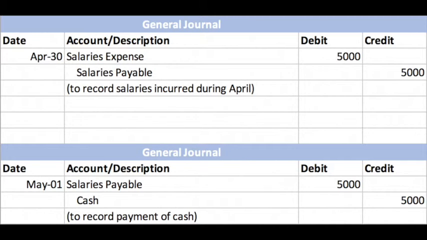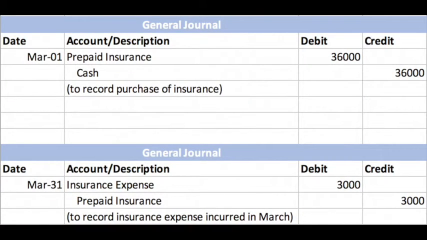credit cash $5,000. Third expense example is if a company purchases a 12-month general liability insurance policy on March 1st for $36,000. They would make the journal entry to debit prepaid insurance for $36,000 and credit cash for $36,000. They prepare financial statements on March 31, meaning they would have been covered for 1 month insurance. So they would divide $36,000 by 12 and get $3,000. The adjusting entry on March 31st would be to debit insurance expense $3,000 and credit prepaid insurance $3,000.